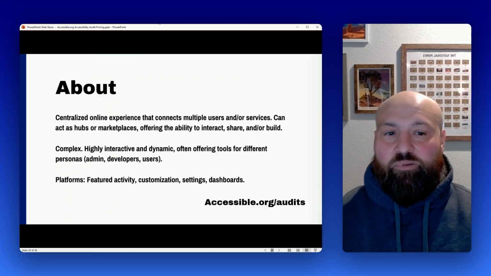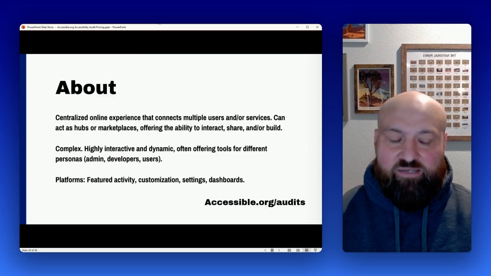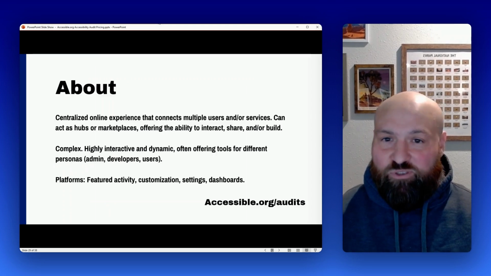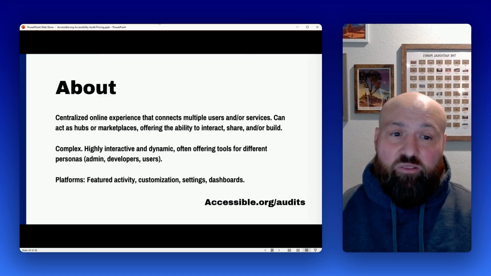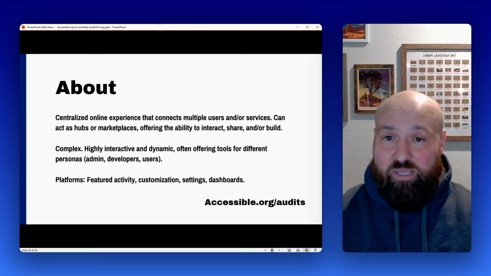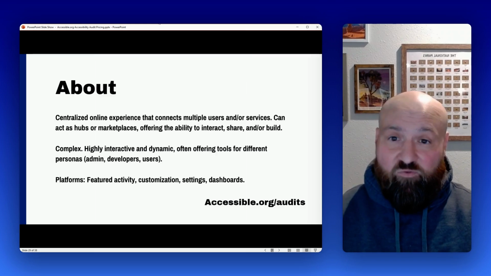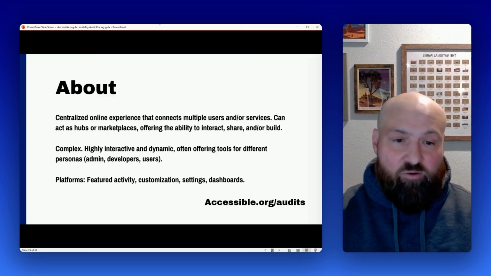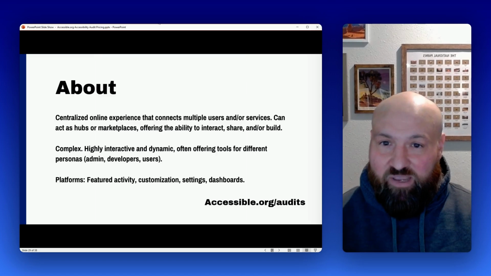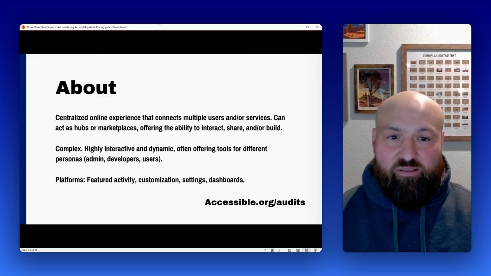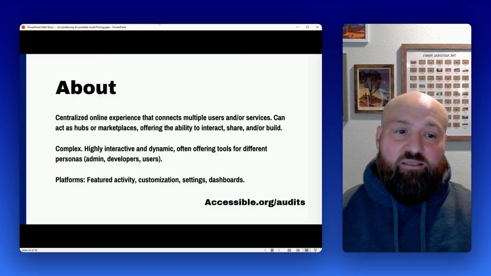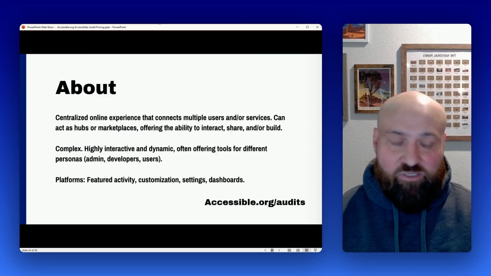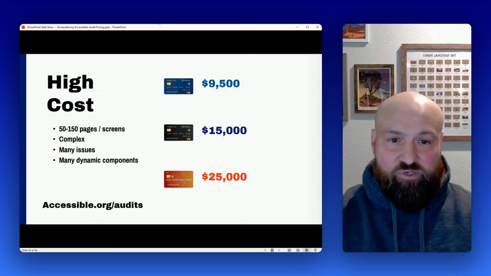Platforms are very complex, so they are highly interactive and dynamic, and they usually have tools involved for different personas. So we might have an admin persona, there might be developers, there might be users. The point is that there may be different experiences for different people. And then with platforms, think of there being a featured activity, there being the ability to customize, there being settings options, and then also different dashboards.